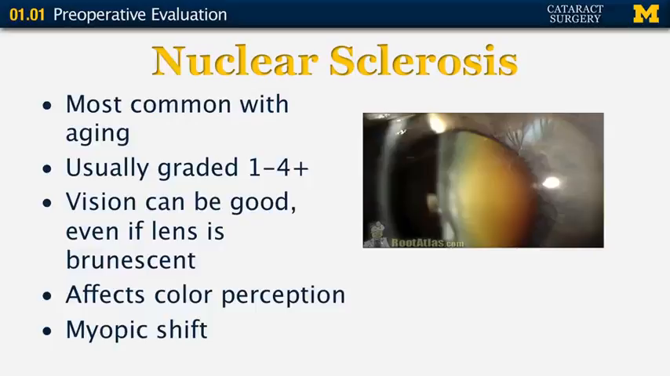It's usually graded on a scale of 1 to 4, and I've seen some lenses that are extremely dense yellow, almost brown. I might even give them a 4++ grading. Even with the yellowing in the lens, the vision can be good, and it certainly does affect color perception. A lot of these patients will experience a myopic shift because of this.